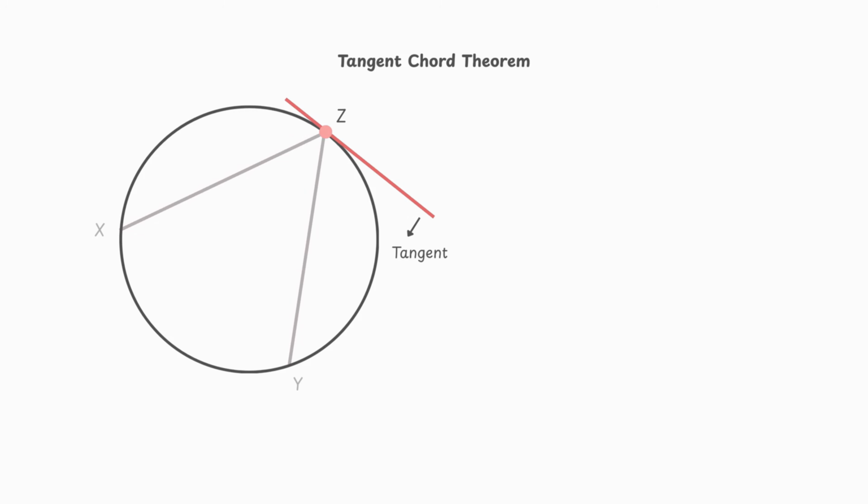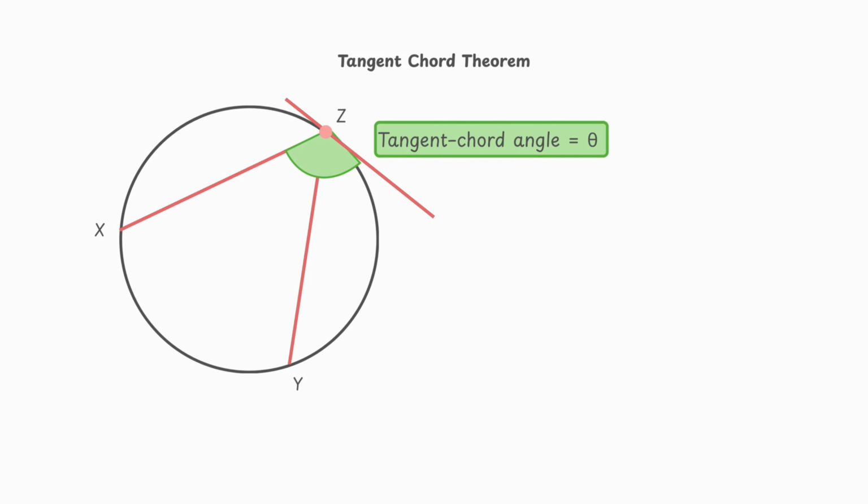Now from that same point Z, we have a line going inside the circle, connecting to another point on the circle. That line is called a chord. So at point Z, we now have two lines meeting. One is the tangent, and the other is the chord. This creates an angle. This angle is called the tangent chord angle, and it is labeled as theta. Now pause here for a moment, because this is the most important part. We are not just looking at any angle. We are looking specifically at the angle formed between a tangent and a chord at the point of contact.